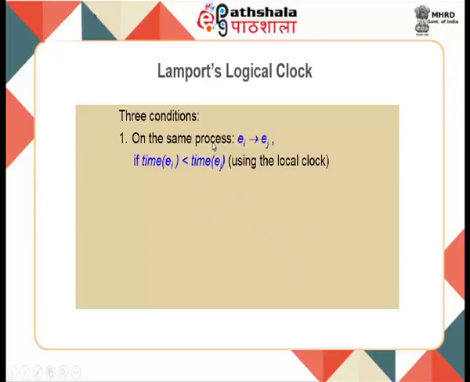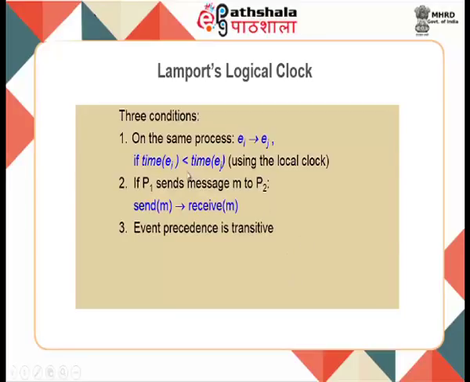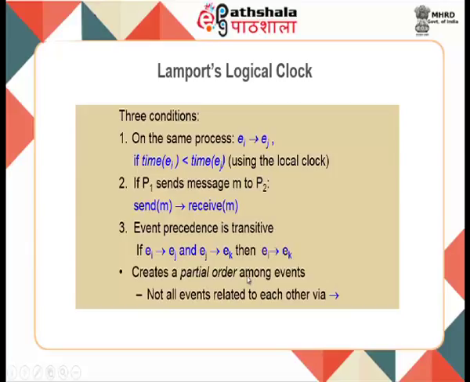If in the same process Ei and Ej are two events, and Ei happened before Ej, then the time of Ei will be less than the time of Ej. If P1 is sending a message M to P2, then the sending of M happened before the receive of M. Obviously, a message cannot be received before it has been sent by the sender. And the happened-before relationship is transitive, which means that if Ei happened before Ej and Ej happened before Ek, then Ei happened before Ek.